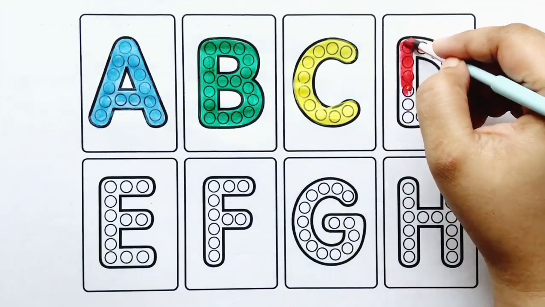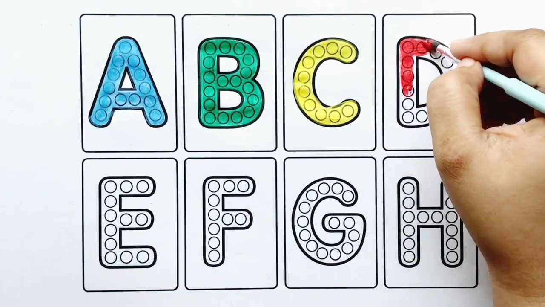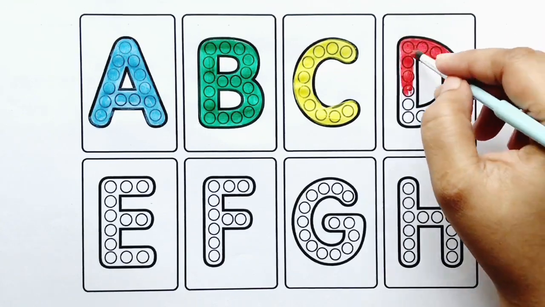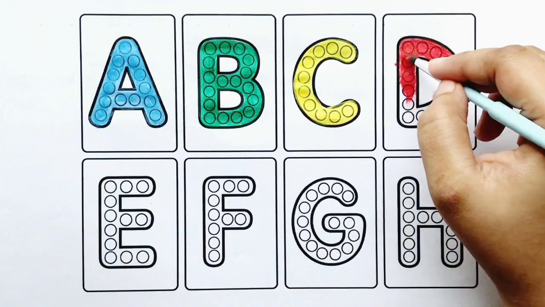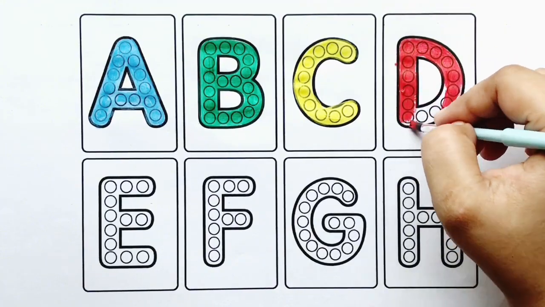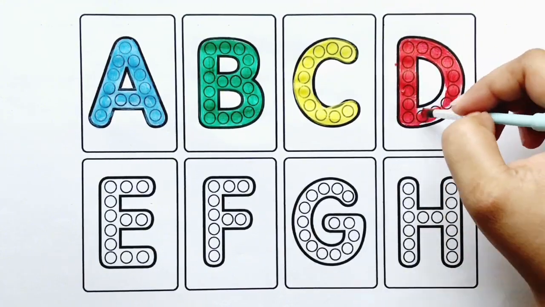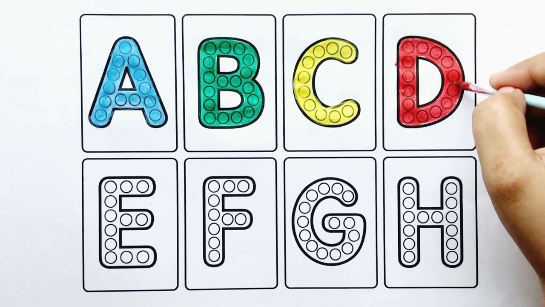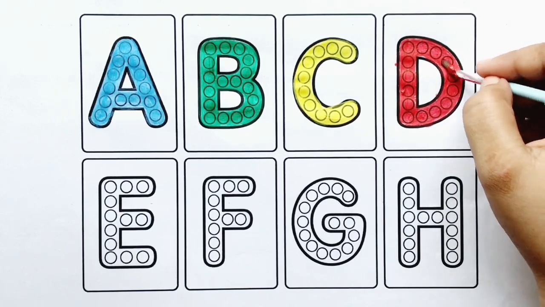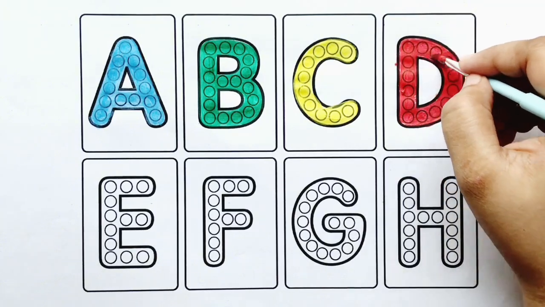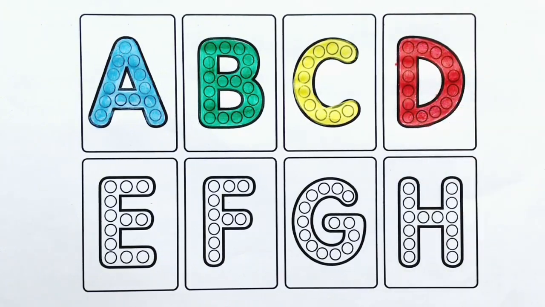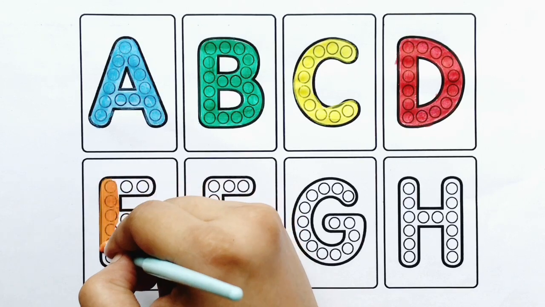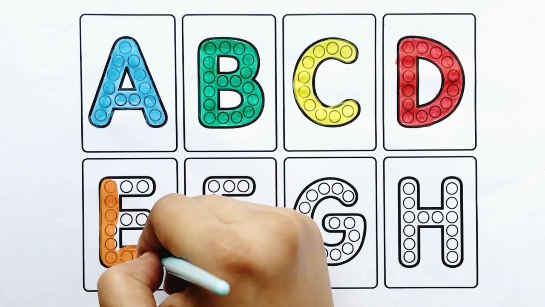Red color. Capital letter D, D for dinosaur. Orange color, capital letter E, E for egg.